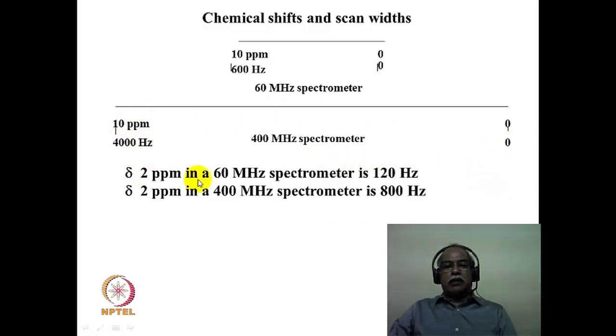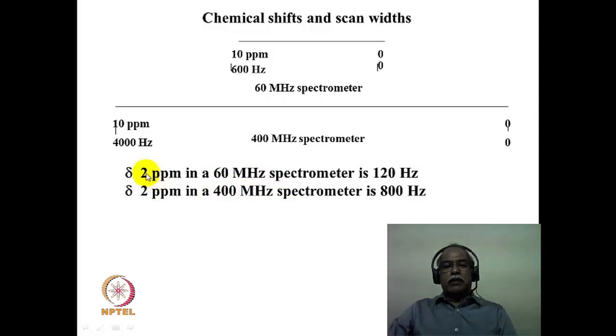So, what is a 2 ppm value in a 60 MHz spectrometer? This would be simply 120 Hz. Whereas 2 ppm in a 400 MHz NMR spectrometer would be about 800 Hz. So depending upon the frequency of the NMR spectrometer, the scan width also keeps increasing for the 0 to 10 ppm of the spectrum. This essentially explains the high resolution capability of high frequency NMR instruments.